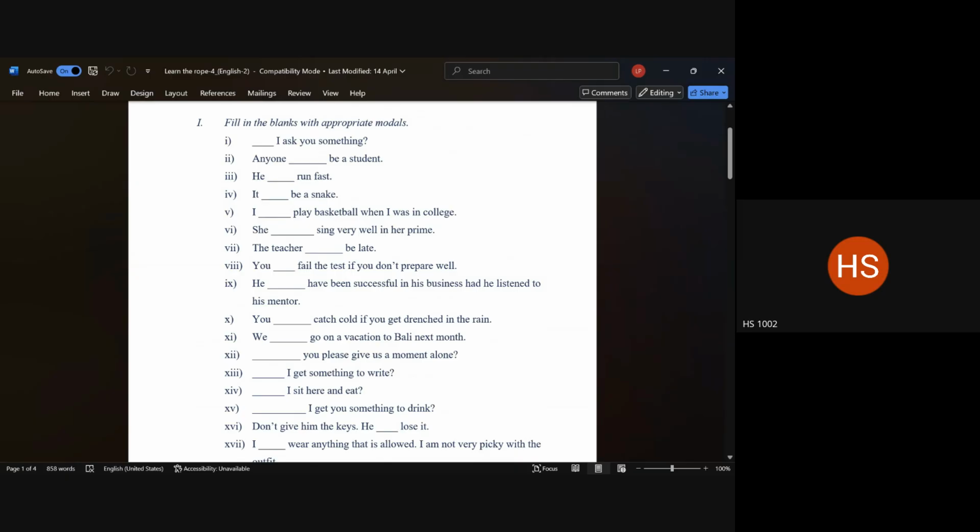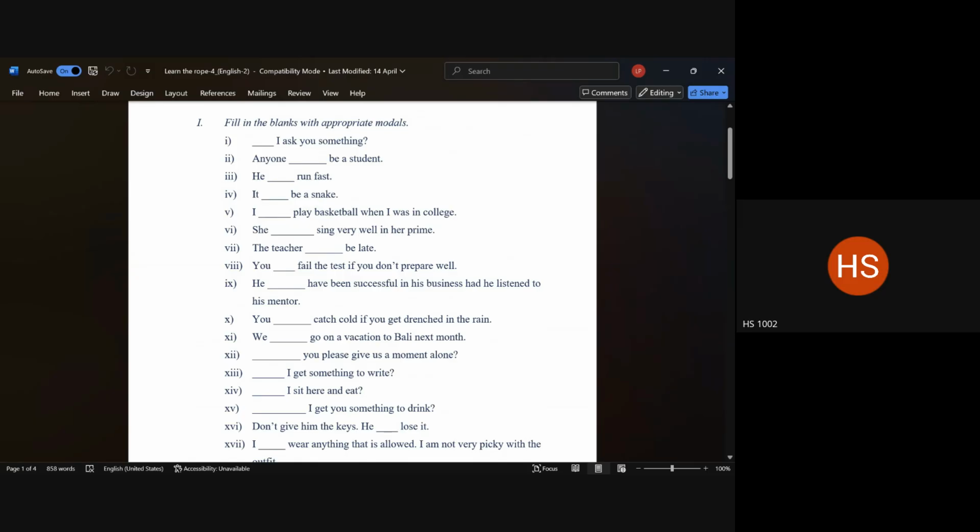Okay. Then what other answers can you have there? Ought to. It ought to be a snake. Okay, ought to be a snake. Fine. Right, other answers? Could, yes, you can say could also, right? It could be a snake, right? Giving a general possibility, it could be a snake also.